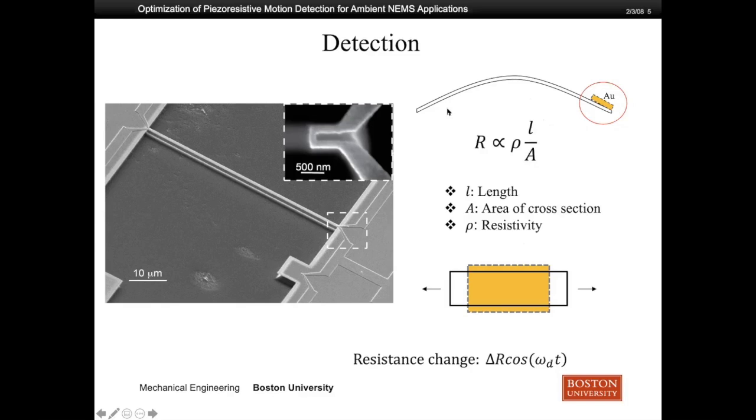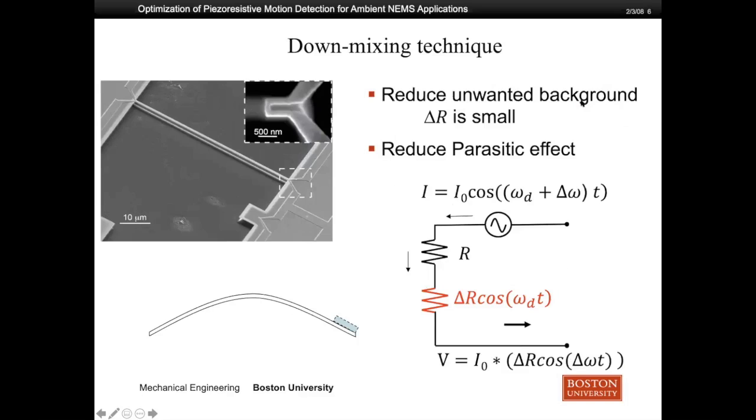If the double-clamped beam is actuated, the detection nanoresistor will gain a time-dependent resistance change, which has this form: delta R multiplied by cosine omega d t. If you apply a current through this detection nanoresistor, you can measure the motion of this NEMS device electrically. This slide shows the down-mixing technique.